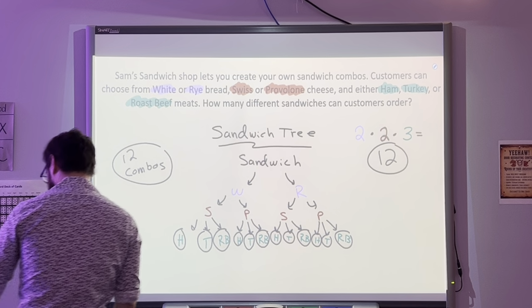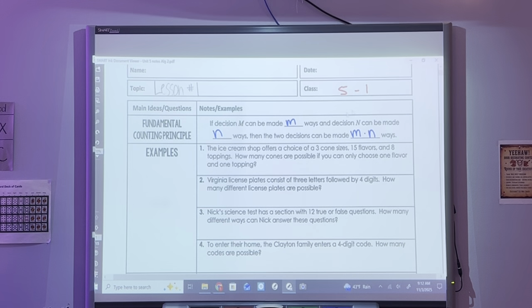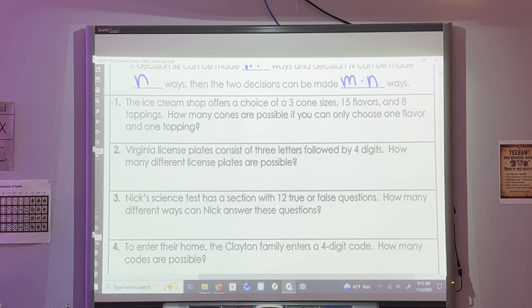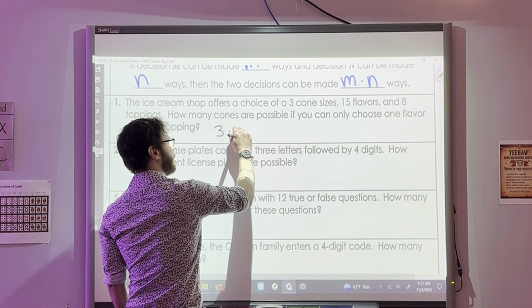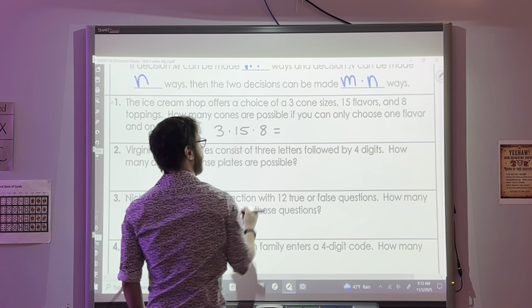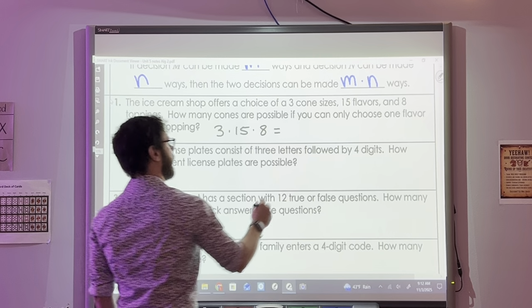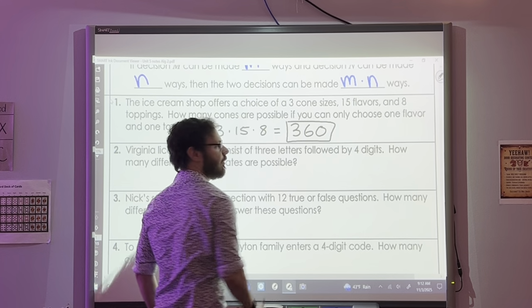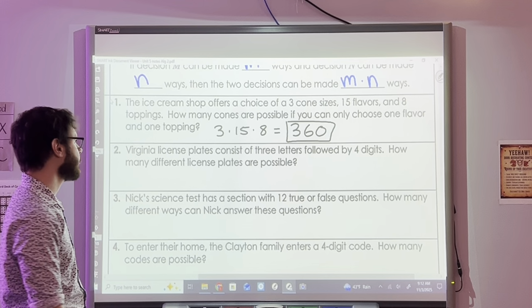So back to the very complicated example, at least complicated in terms of if I had to make a tree for it. It says I have 3 cones, 15 flavors, and 8 toppings. If I multiply that all together, I should get 360 different combos. You would not want to build a tree that has 360 different branches.